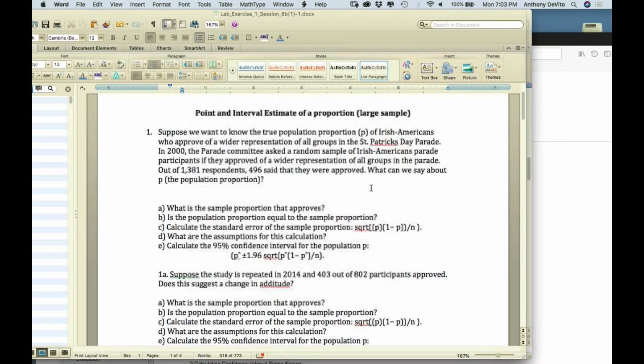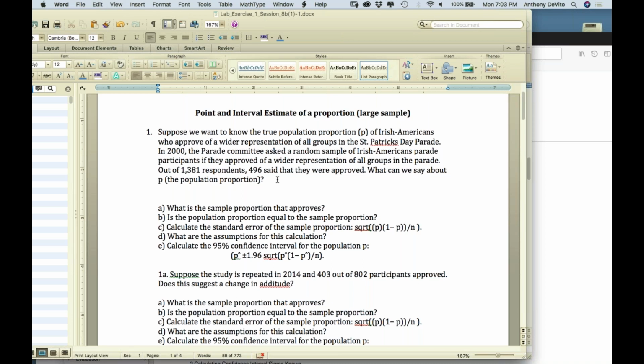Okay, suppose we want to know the true population proportion of Irish Americans who approve of wider representation of all groups in the St. Patrick's Day parade. This is not a debate anymore. This used to be a big debate 20 years ago or something like that. In 2000, the parade committee asked a random sample of Irish American parade participants if they approved of wider representation of all groups in the parade. Out of 1,381 respondents, 496 of them approved. What can we say about the true population proportion, P, not P cap, but P?